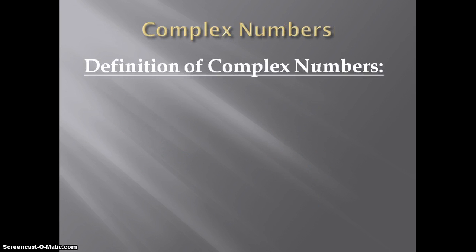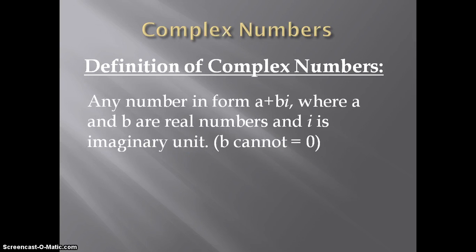Okay, let's look at the definition of a complex number. A complex number is any number written in the form a plus bi, where a and b are real numbers and i is the imaginary unit, and b cannot equal 0. So it's going to look like a plus bi. You could have a plus a negative bi or a minus bi, either one. The real numbers are a and b, and the imaginary part would be the i.